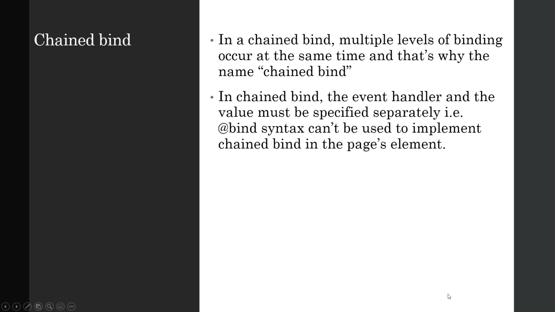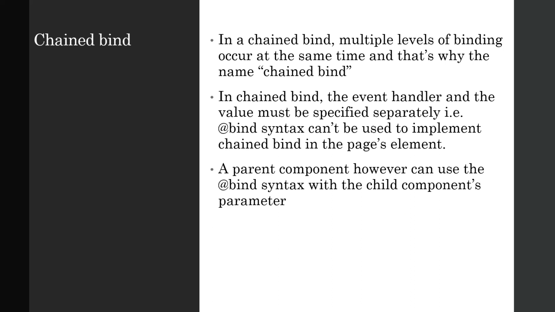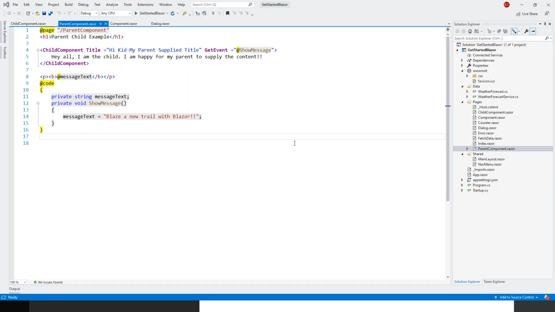In a chain bind, the event handler and the value must be specified separately. That is, the @bind syntax cannot be used to implement chain bind in the child element. A parent component, however, can use the @bind syntax with the child component's parameter. We will now switch over to Visual Studio.